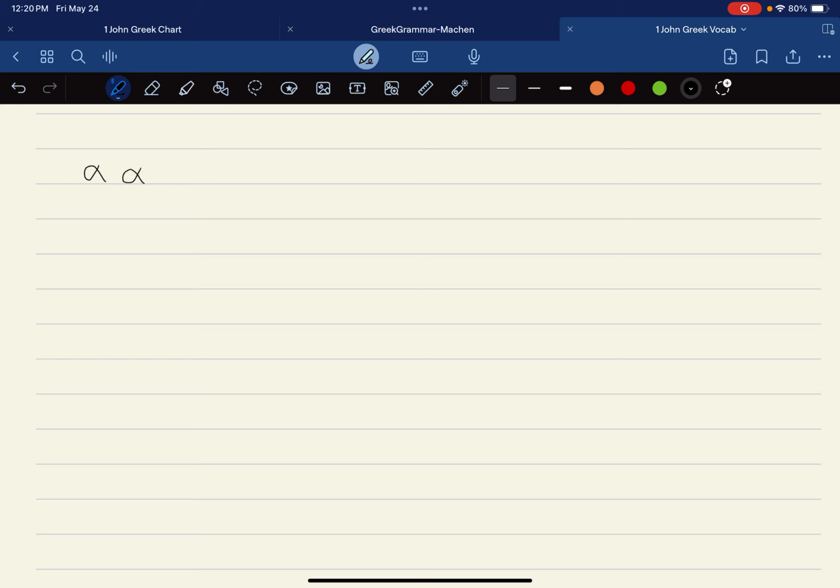Then we have the letter beta. Then gamma. Then delta. So alpha, beta, gamma, delta. Then we have epsilon. Alpha, beta, gamma, delta, epsilon. Zeta. Alpha, beta, gamma, delta, epsilon, zeta.